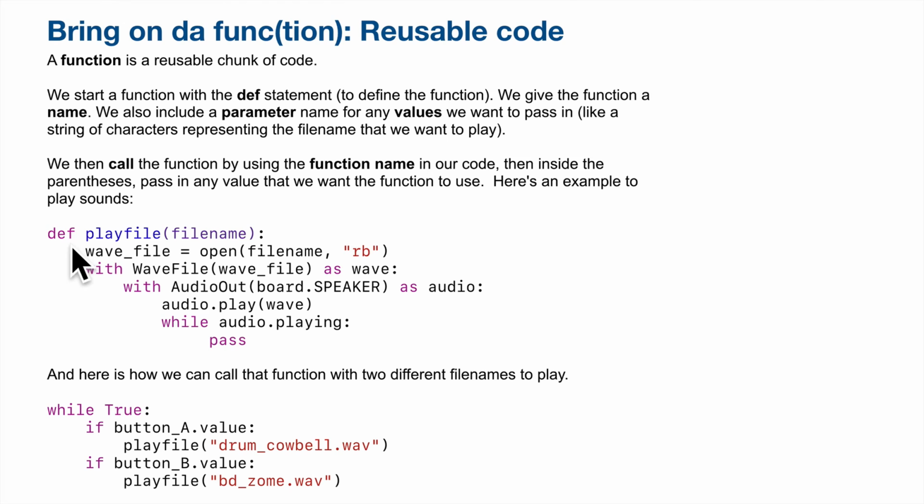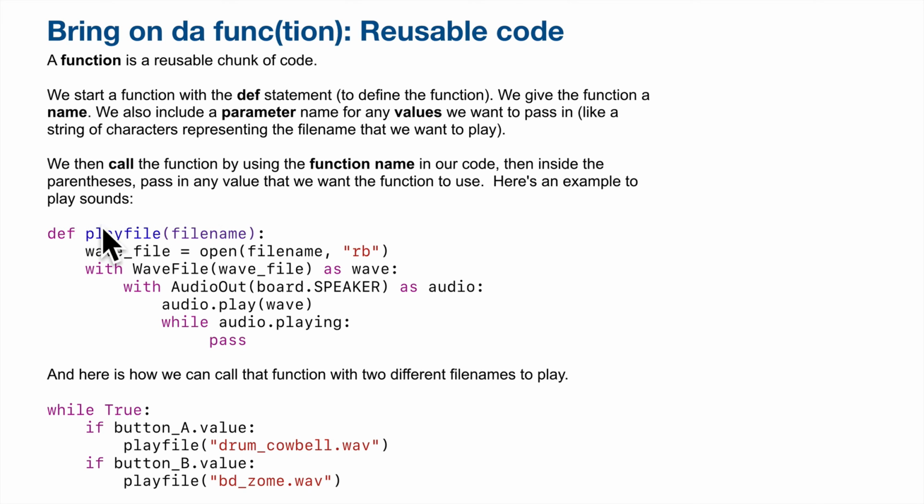Then you give the function a name. We're going to call our function playFile, because that's a pretty good name for a block of code that lets us play a file. Then after this, you can put in any parameters that you might have. Some functions might not have any parameters, but specifically we want to pass in a value. We'll refer to it as file name inside of our code. So instead of writing drum cowbell or bdzome in our code, we just put file name in here, and that's all we need to do.